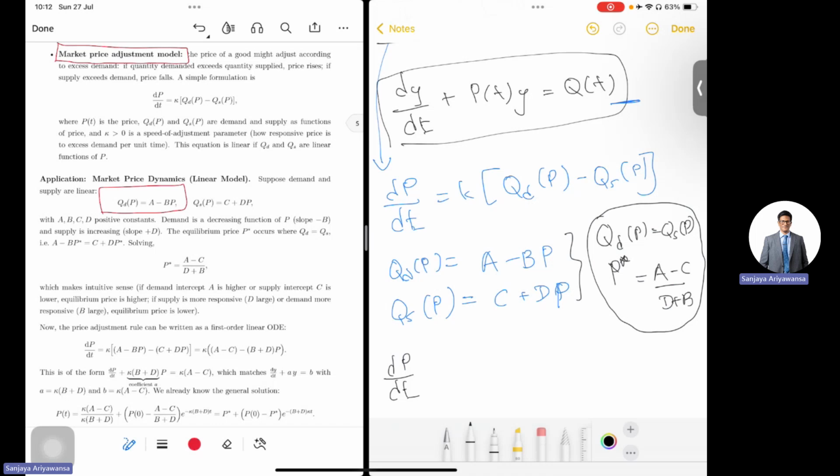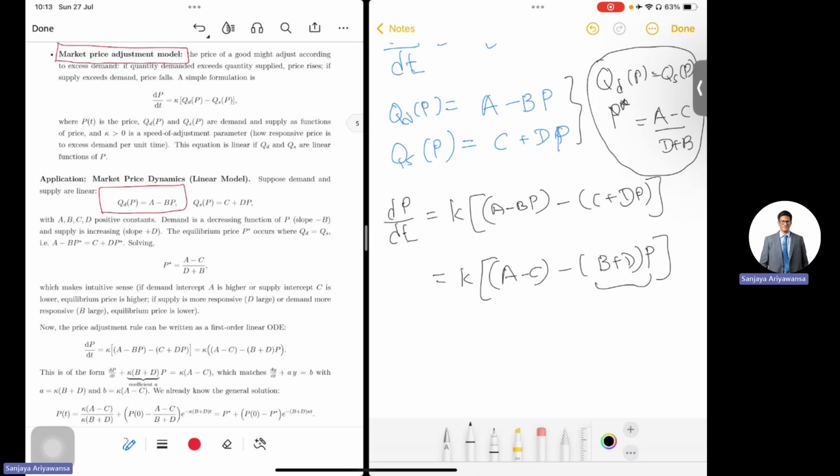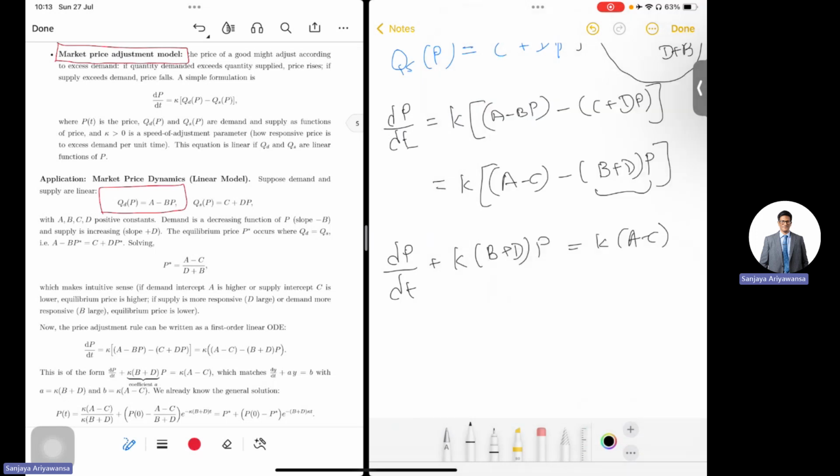So dP over dt. What is our objective? We're trying to get this standard form. K times (QD(P) minus QS(P)) is K times (A minus BP minus (C plus DP)). Let's rearrange some of these terms. I get (A minus C) minus (B plus D) times P. So let me take the P values to the left hand side. So I have dP by dt plus K times (B plus D) times P equals K times (A minus C).